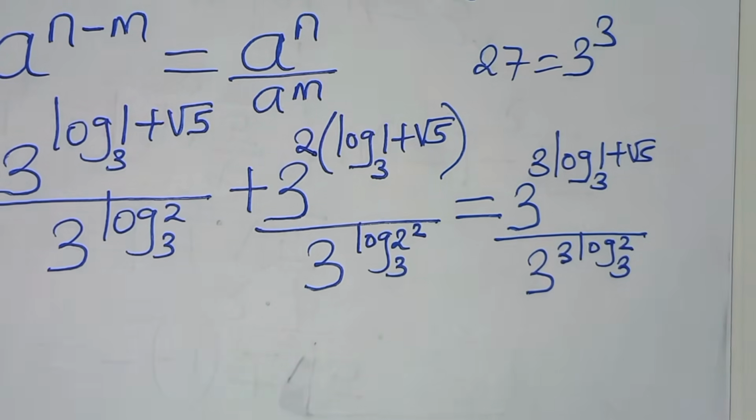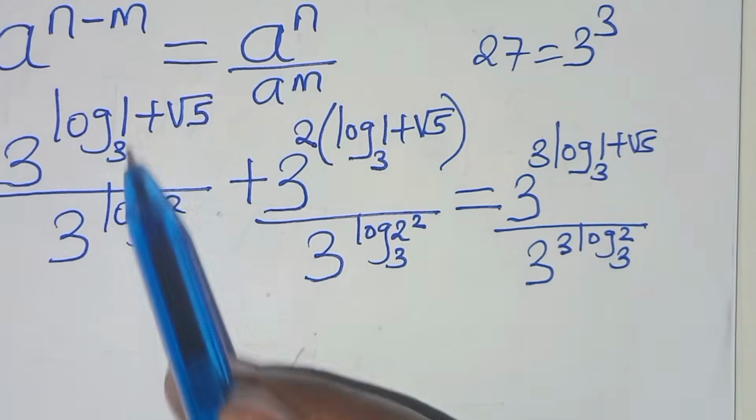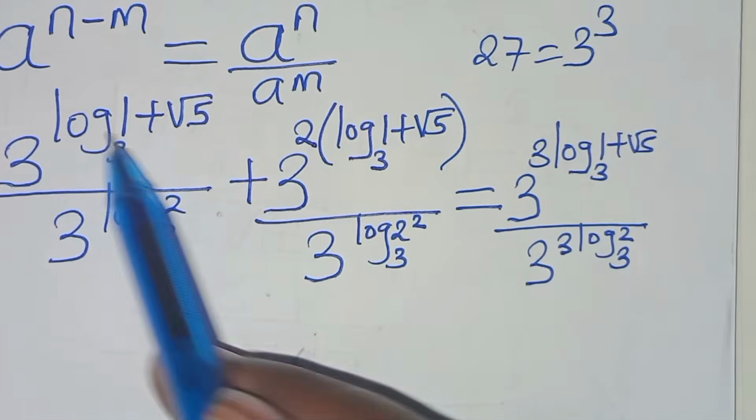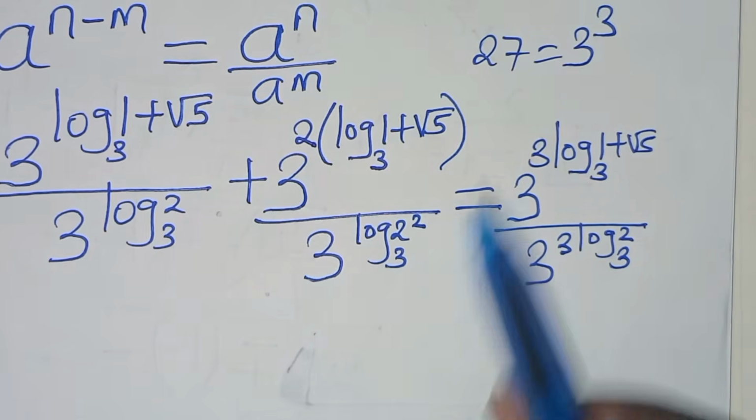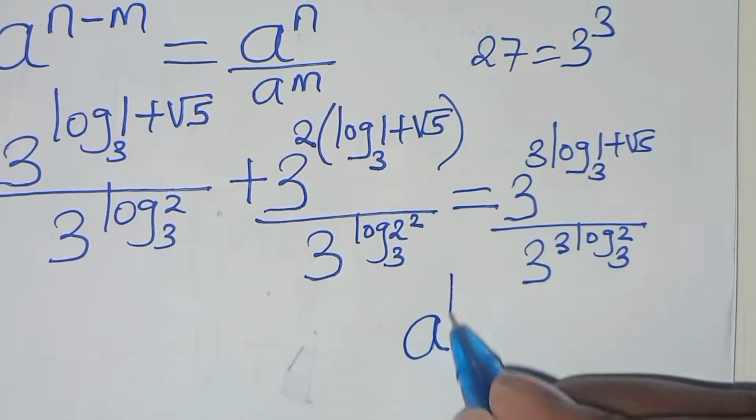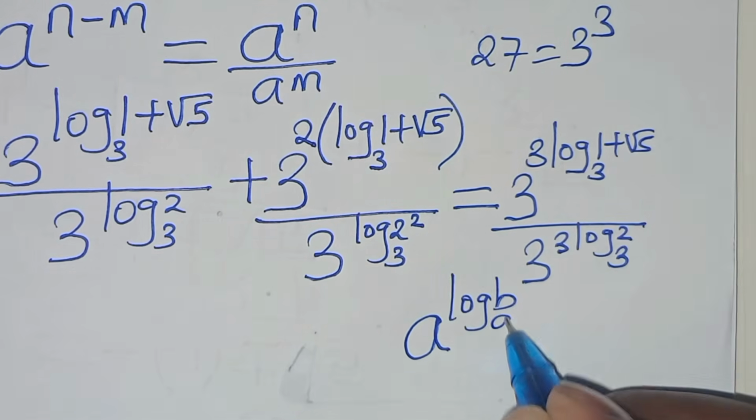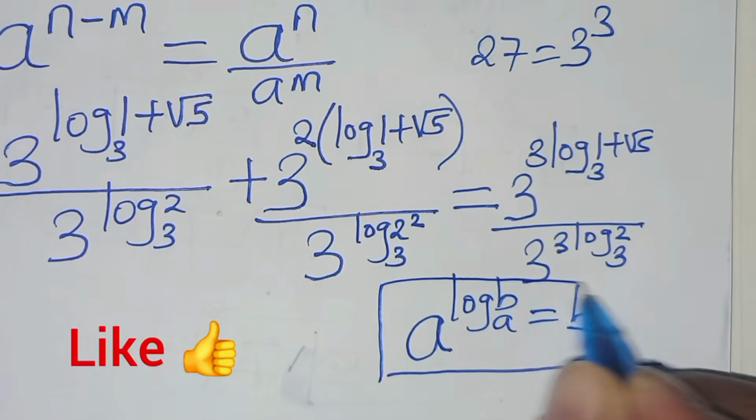I hope you're following this. The next step from here, we have 3 raised to the power of log of (1 plus square root of 5) to base 3 and 3 raised to the power of log 2 to base 3. This is actually in the form of a to the power of log b to base a, which should give us a value of b. So let's apply this logarithm property from here.